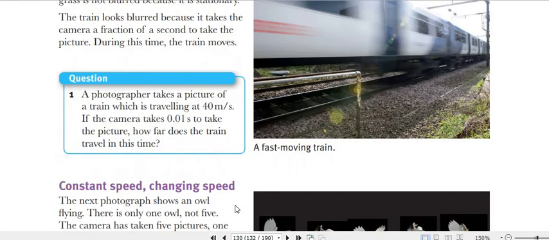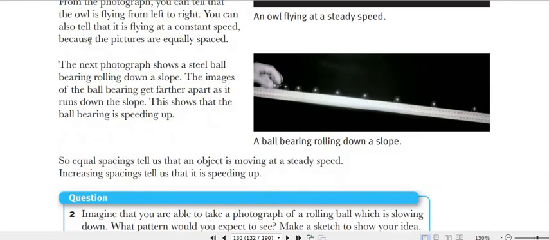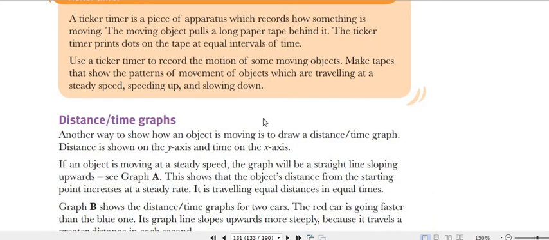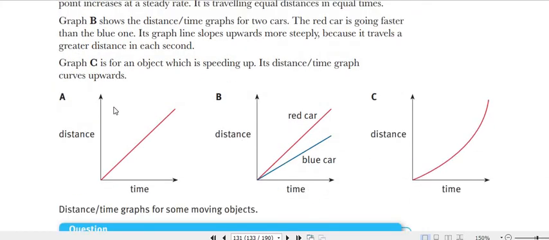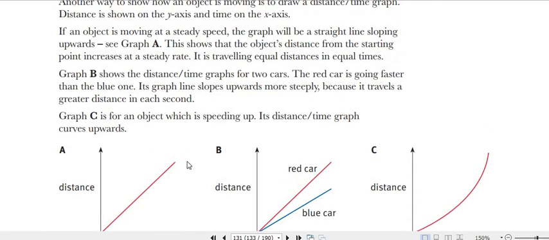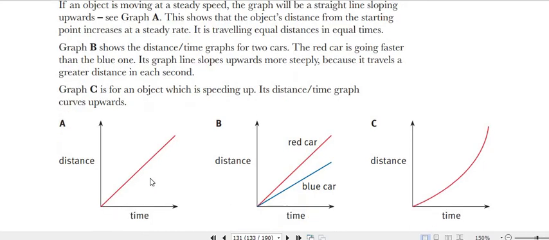Okay, here guys we have patterns of movement. And we use distance time graphs to find how an object is moving. Okay, so you can draw the relationship between distance and time, and from the graph you can tell how it's moving. For example, here graph A, okay guys, shows that the object's distance from the starting point increases at steady rate, يعني ما عم تتغير. Okay, with time it's traveling equal distances in equal times.